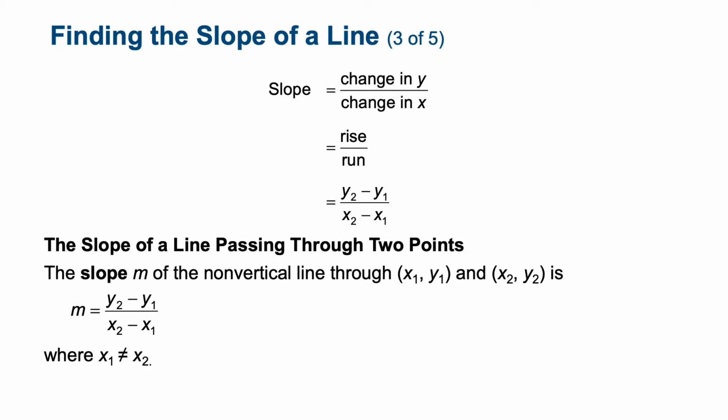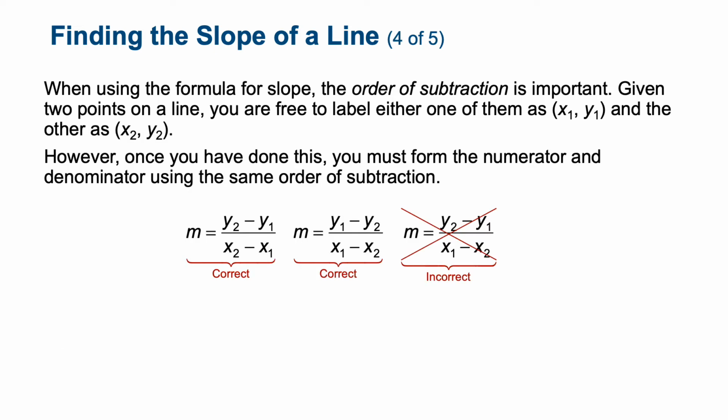So if you want to find the slope of a line going through x1, y1, and x2, y2, you take the difference of the y's over the difference in the x's, okay? Now, the only thing is that the x's cannot be the same, because then that will mean that the line is vertical and therefore the slope is undefined.